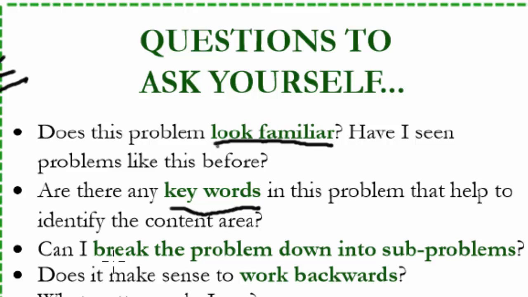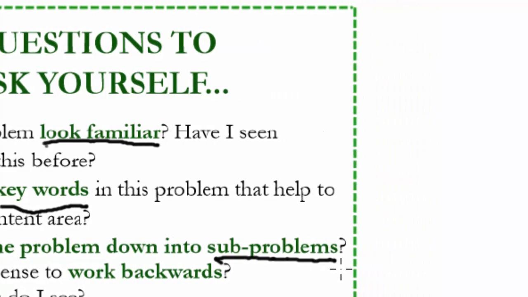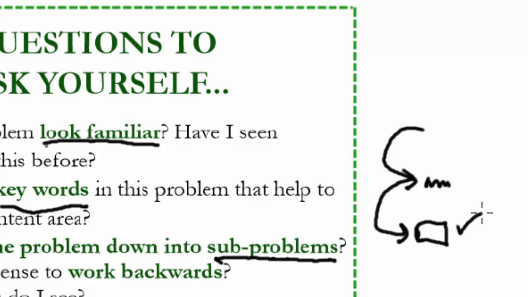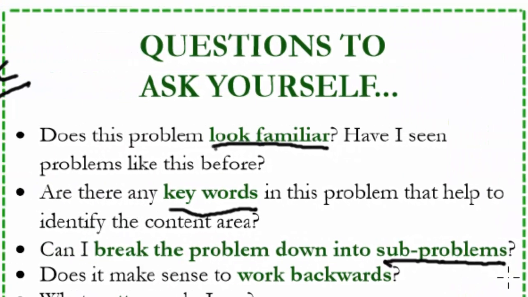Can I break the problem down into sub-problems? Oftentimes, SAT questions involve one step and then another step, right? One step to get an intermediate answer, and then that intermediate answer will help you get the final answer. And so you want to think, can I get halfway first, right? Do a sub-problem, and then from that halfway spot, how can I go? And that is also going to relate to when you're planning your solution pathway.